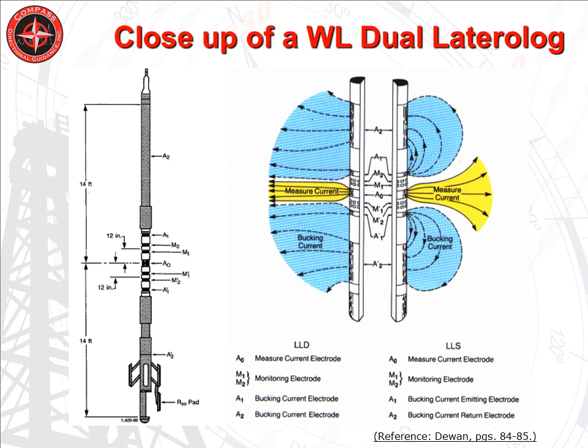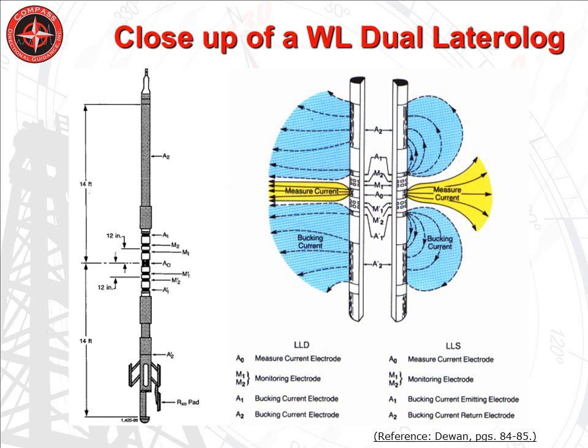This slide shows two current maps from a wireline dual lateral log tool. The current map on the left side of the tool corresponds to a deeper reading resistivity measurement. The current map on the right side of the tool corresponds to a shallower reading resistivity measurement. They are juxtaposed in this diagram to facilitate a comparison of the differences.